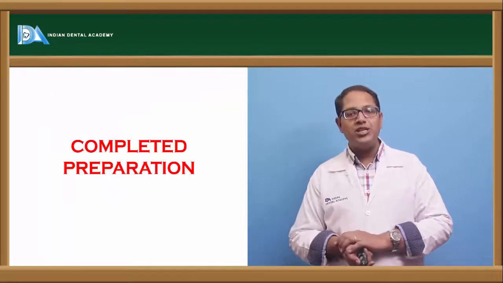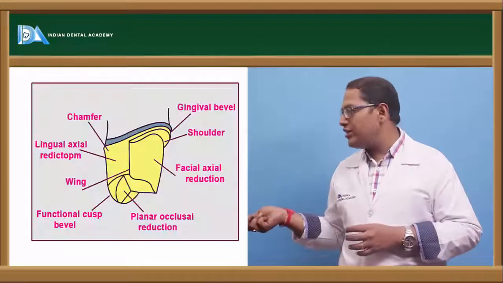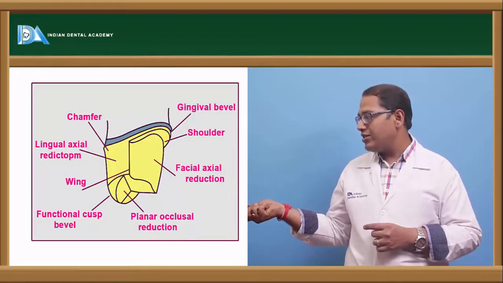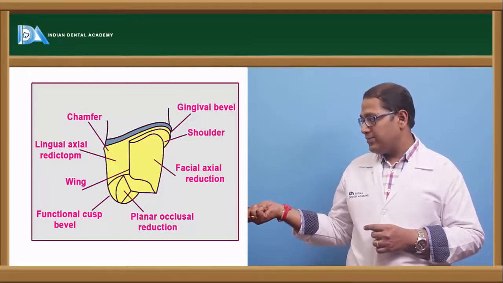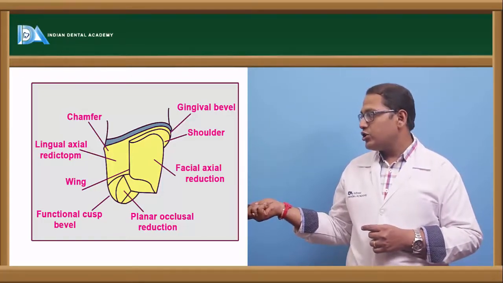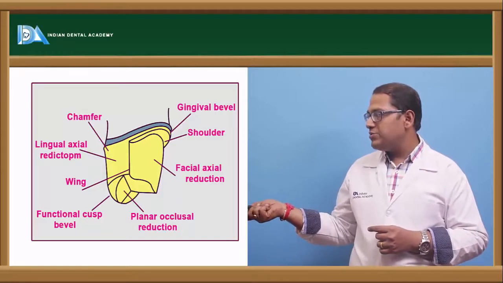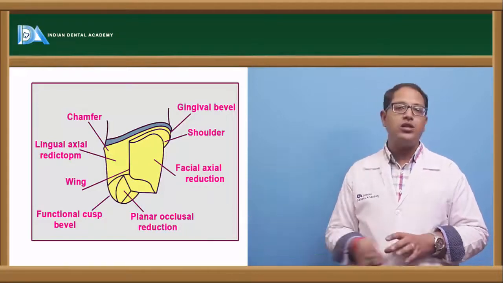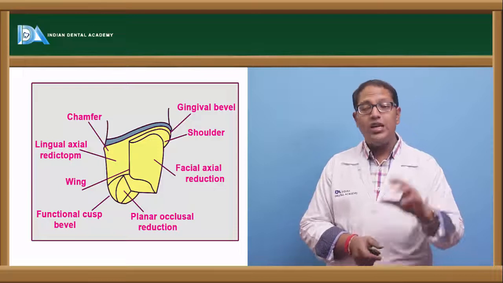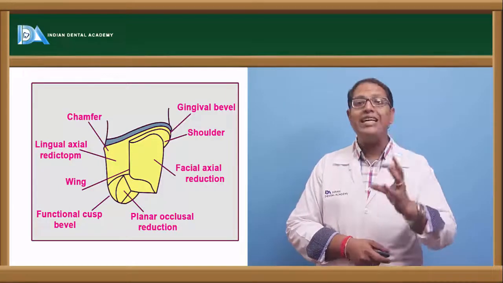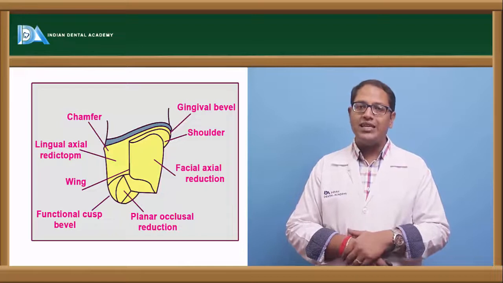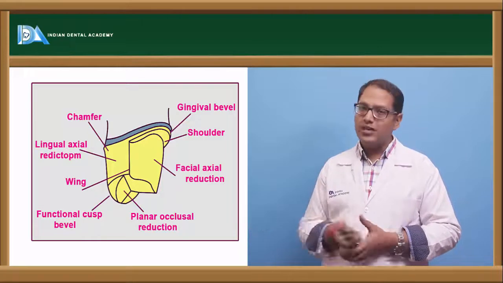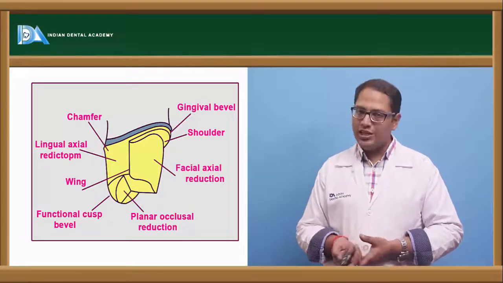So the complete preparation is now seen from eagle view to find out if all the things are proper, like the chamfer finish line, the lingual axial reduction. There is a wing which is present, facial axial reduction, shoulder in the buccal area, gingival bevel is present in the buccal region. Functional cusp bevel is given, that is most important. Planar occlusal reduction, another important thing that we have to notice. All these are also verified with the help of the putty index that we had taken in the starting for two reasons. One, temporization, and one for verification of our entire tooth preparation for the restoration that is going to come.